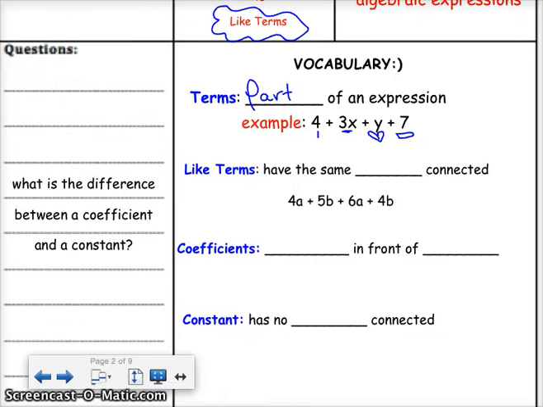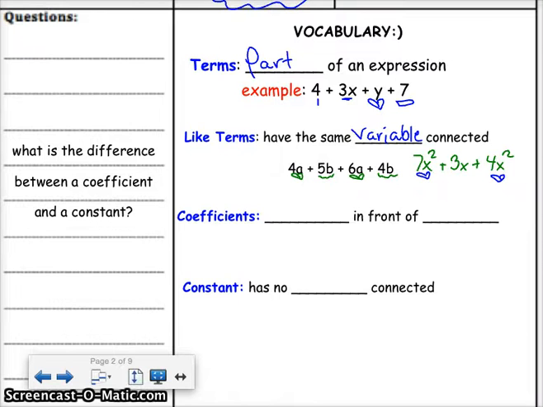Like terms have the same variable connected, or no variable, or they're constants. So like terms would be 4a and 6a, 5b and 4b. Those are like terms. Same variable, to the same power as well. Sometimes 7th graders mess that up. If you have 7x squared plus 3x plus 4x squared, the only like terms that you have in that expression would be the x squared terms. You can't combine all of them just because they have an x. They have to be the same power as well.